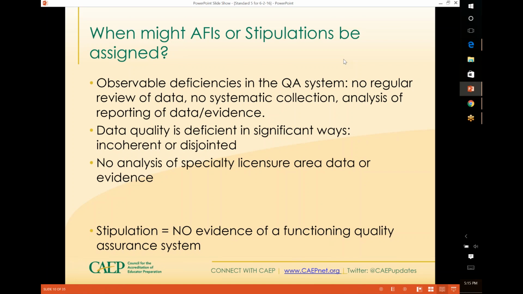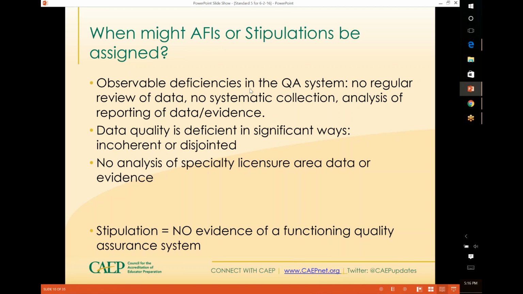So when might an area for improvement or a stipulation be assigned? An area for improvement you can think of as, well, this is kind of a weakness that we found in the evidence that you presented, and this might be something for you to work on. And in fact, addressing areas for improvement is something that appears in the annual report, where CAEP looks to see what progress has been made in addressing any areas that were identified as needing improvement.